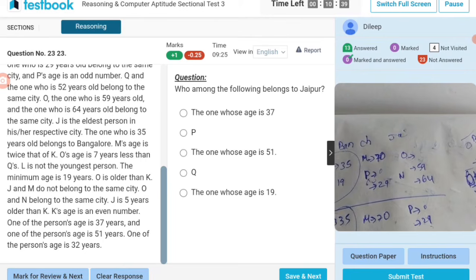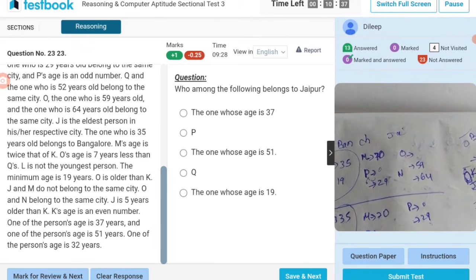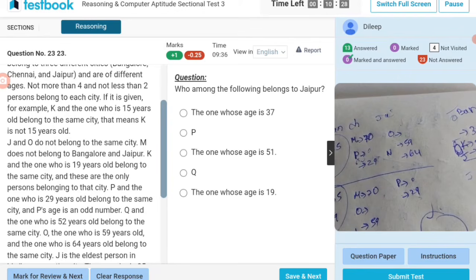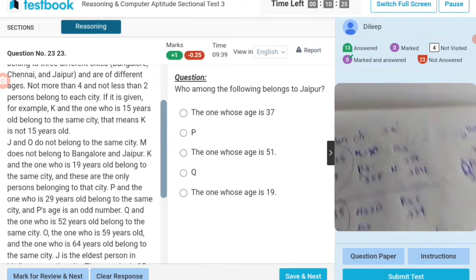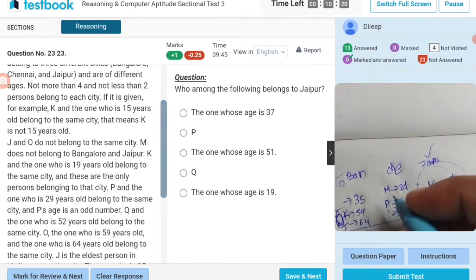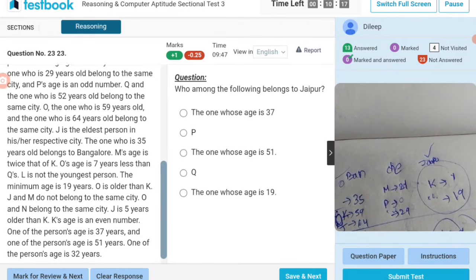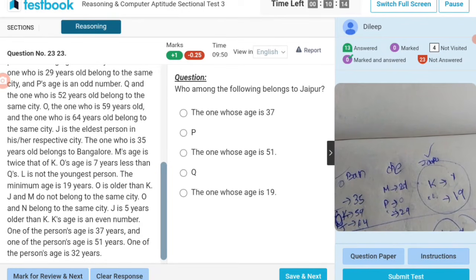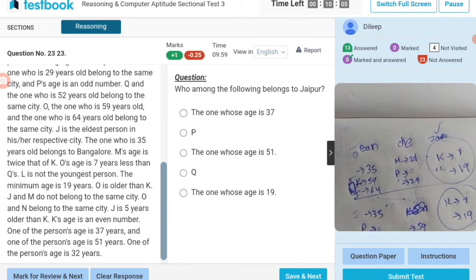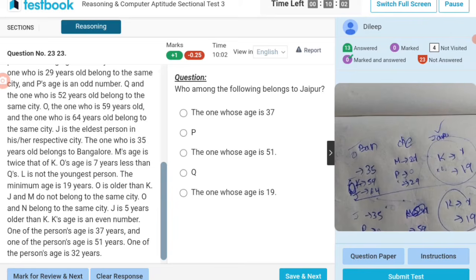So Bangalore and Chennai, Jaipur. Okay. So M in Chennai. K and 1 who is 15 same city. So M is 64. M is twice as of K. So I think M is 64 and K is 32. Okay. Next.